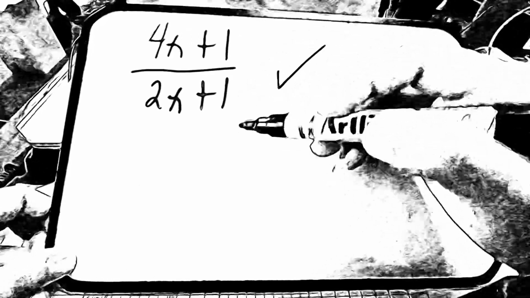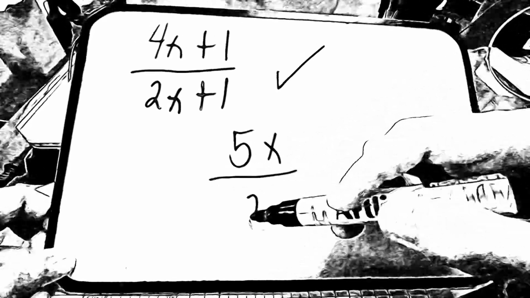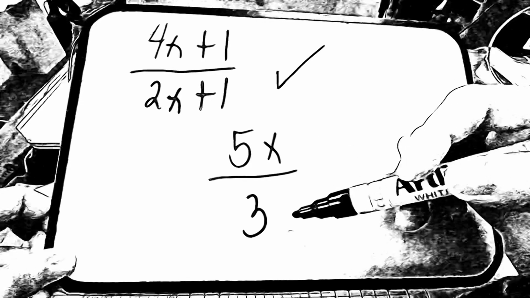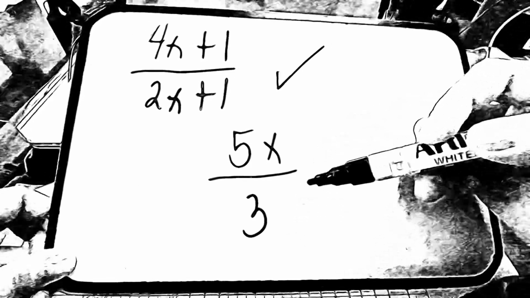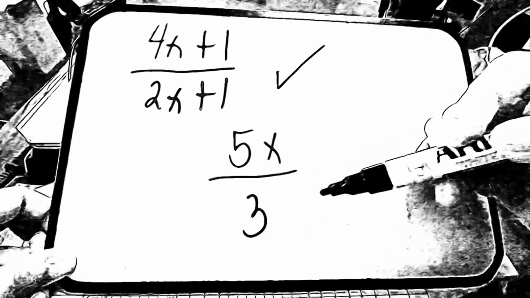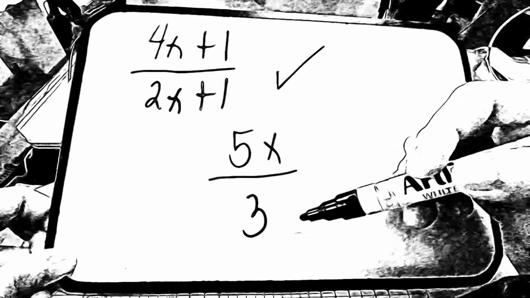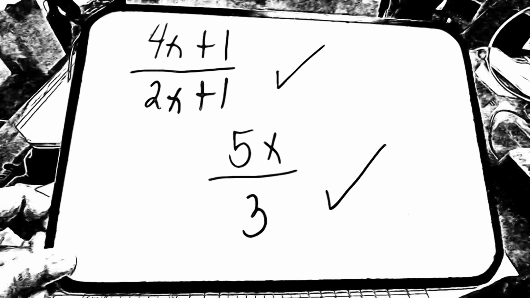Example number 2, I have 5x all over 3. The numerator and the denominator should be a polynomial. The first condition is met. The second condition, the denominator should not be equal to 0. Since our denominator here is not equal to 0, therefore, this example is a rational expression.